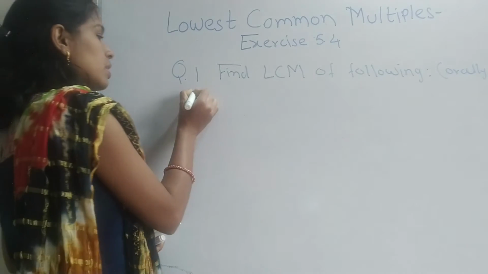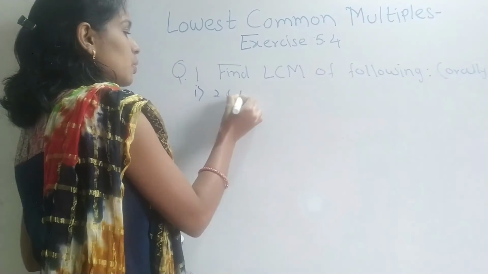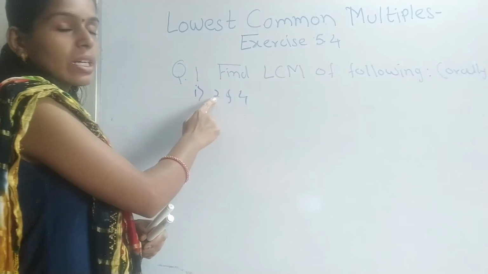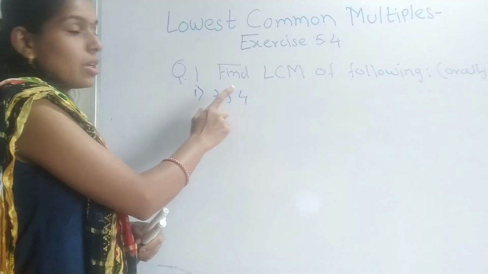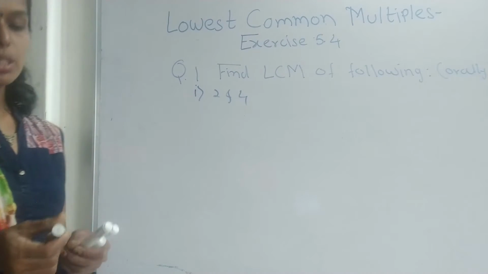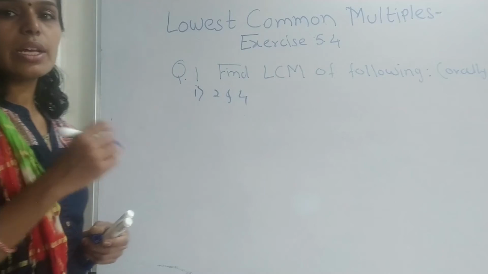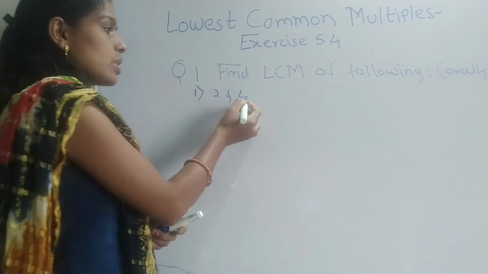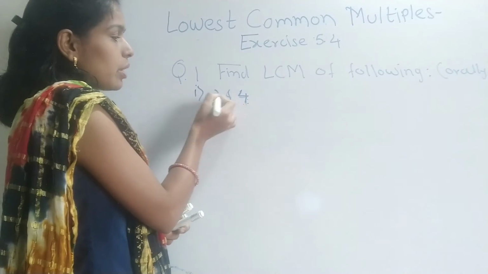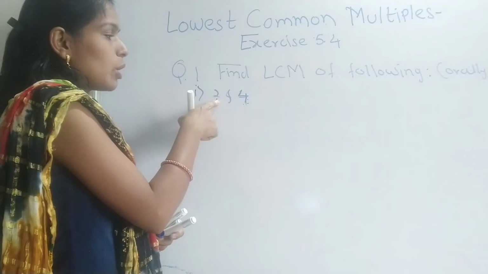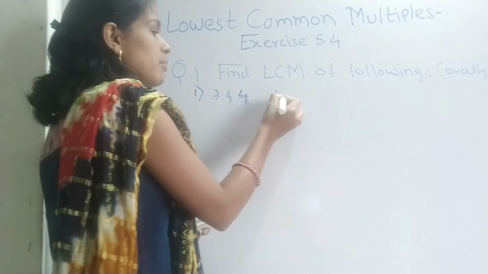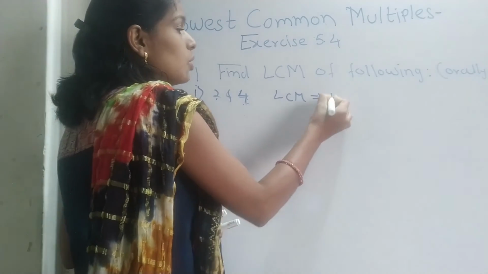The first pair given to you is 2 and 4. Now, if you observe, 2 has the multiples 2 1s are 2, 2 2s are 4. Means 4 is nothing but a multiple of 2. And 4 has multiples, 4 1s are 4. So 4 is the first multiple of 4, and the second multiple of 2. Both are common. Both have LCM equal to 4.